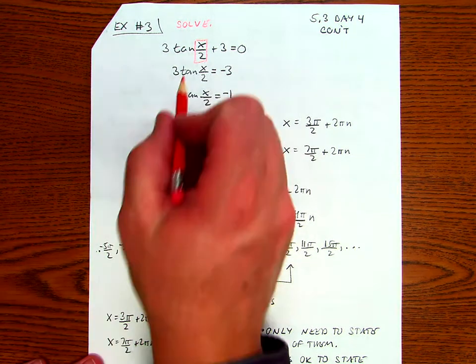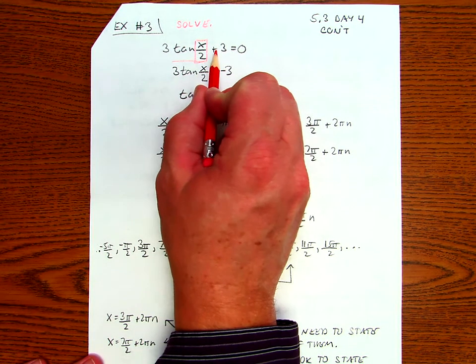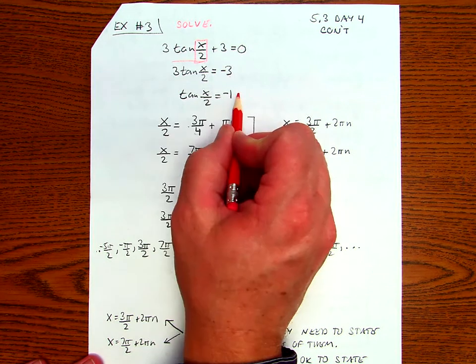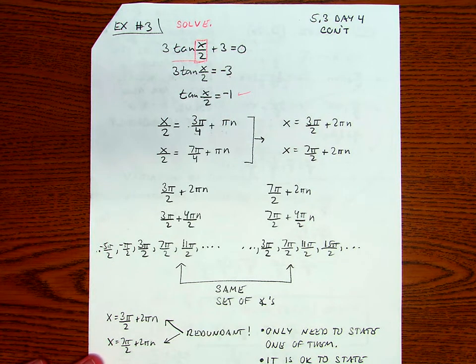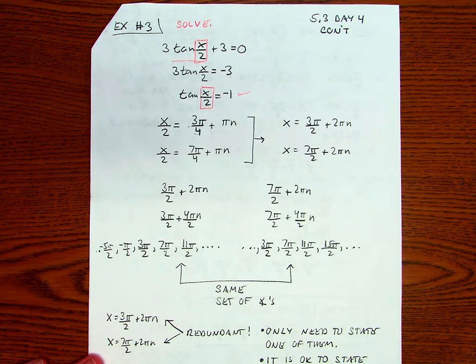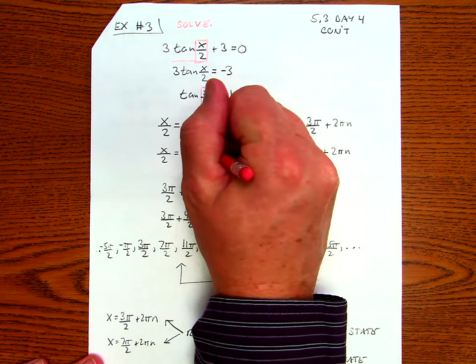So to make that happen, we're going to isolate the tangent. That 3 comes over. Then we divide by this 3. That gets us to here. So the tangent of what angle is -1? Go to the unit circle. That happens at 3 pi over 4, 7 pi over 4.